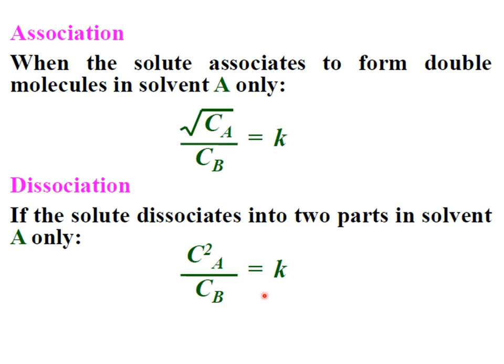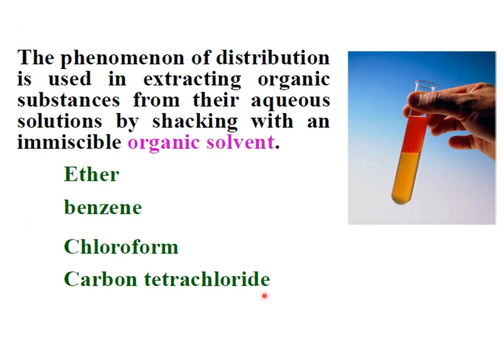And this is a very interesting phenomenon, the distribution of solutes into two immiscible solvents. It is very useful for the extraction of organic substances from their aqueous solutions. By adding an organic solvent that can also dissolve the solute, and shaking gently, you extract the material or the solute into the organic solvent, which is more volatile than the water, or the solvent of the aqueous solution.